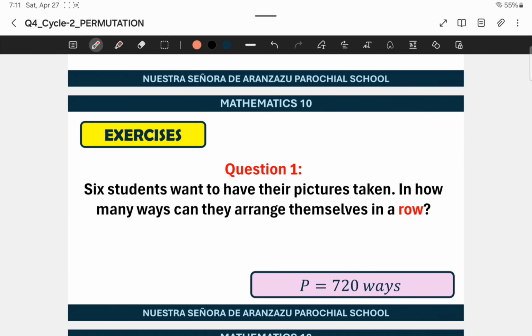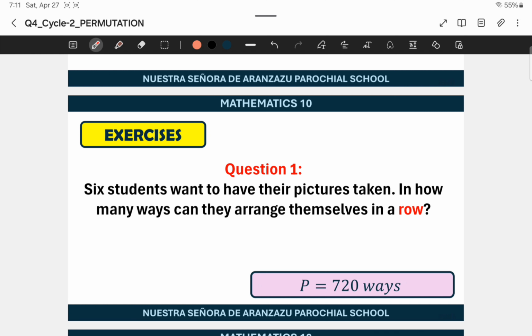Alright, so this is part 2 about the permutation. I hope you watched part 1 first before you continue on this part, because you need to have background knowledge about the permutation first before we practice solving a lot of problems that involve permutation.